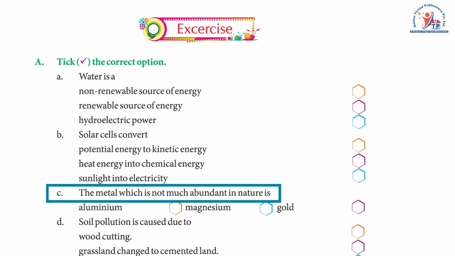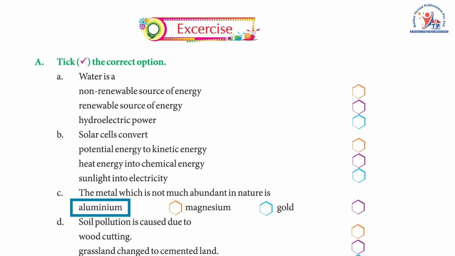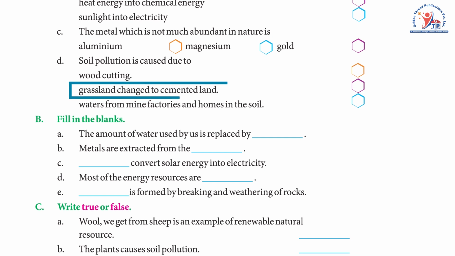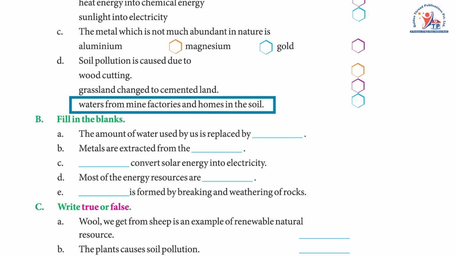C. The metal which is not much abundant in nature is aluminium, magnesium, gold. Answer. Gold. D. Soil pollution is caused due to wood cutting, grassland change to cemented land, wastes from mines, factories and homes in the soil. Answer. Wastes from the mines, factories and homes in the soil.